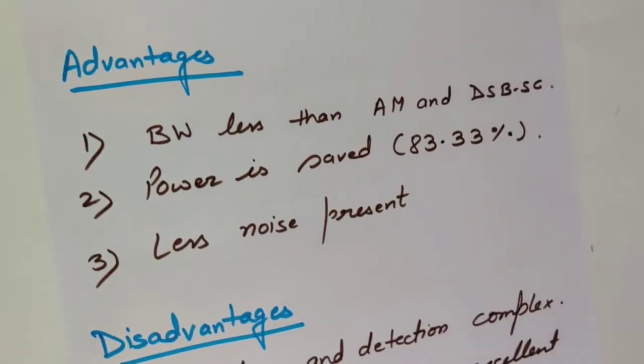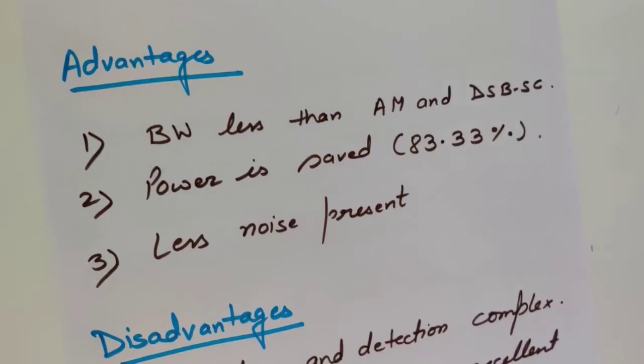Okay. Now come towards the advantages. As we studied, the bandwidth required by the SSB system is less as compared to the AM and DSB-SC systems. So this is the advantage of SSB-SC. Next, power is an important resource in communication, so power is also saved. We studied that 83.33% of total power is saved in case of the SSB-SC system. Also, one of the advantages is that less noise is present in SSB.